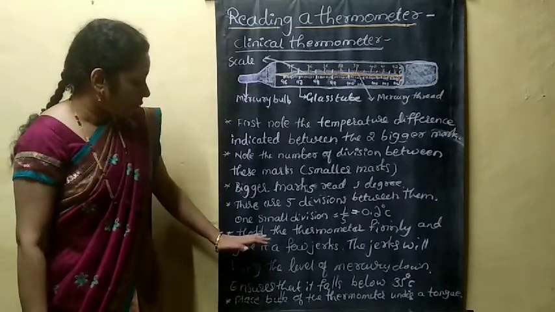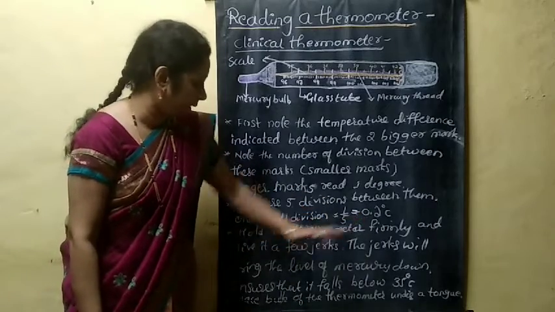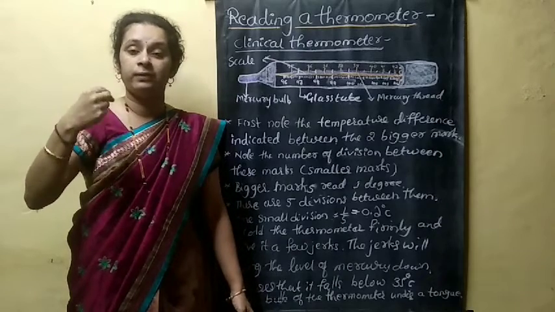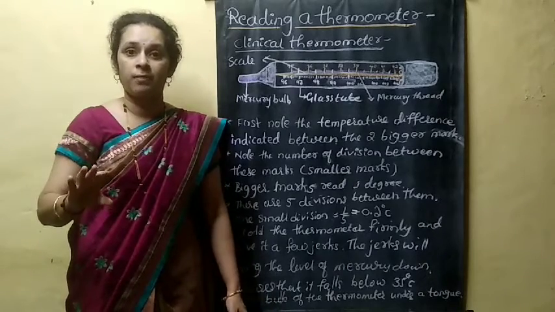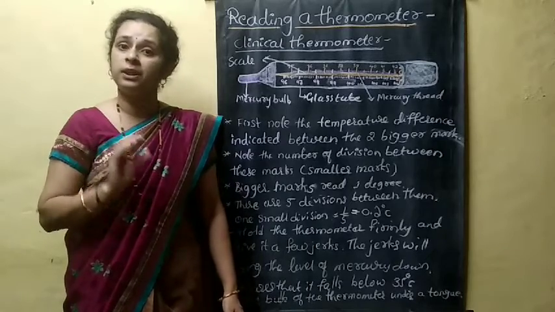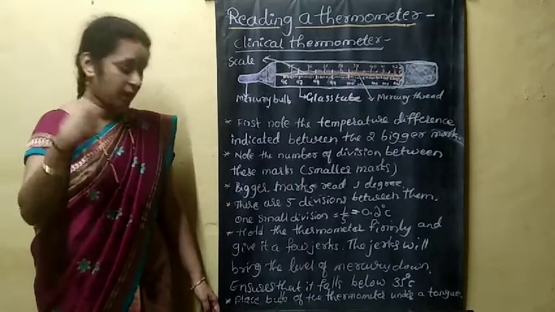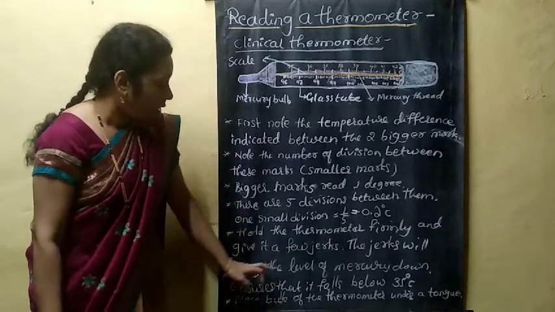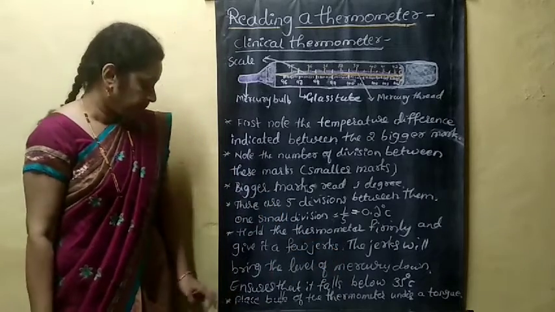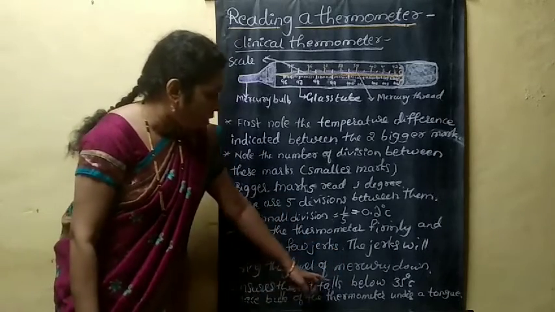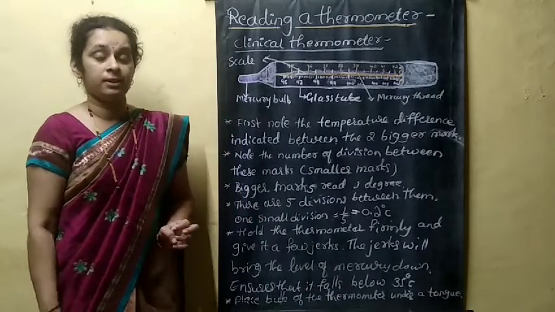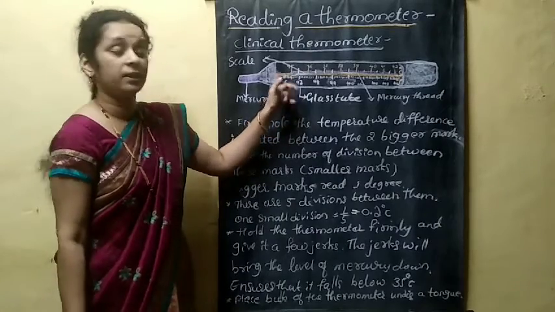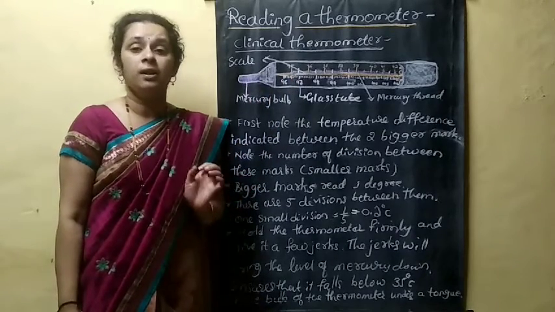That's why you hold the thermometer firmly and give it a few jerks like this. But you should be careful while giving jerks because it may fall sometimes, since it is a glass apparatus. The jerks will bring the level of mercury down. Ensure that it falls below 35 degrees Celsius. If you give jerks, you have to check whether it is below 35 or not. Then only you should take the measurement.